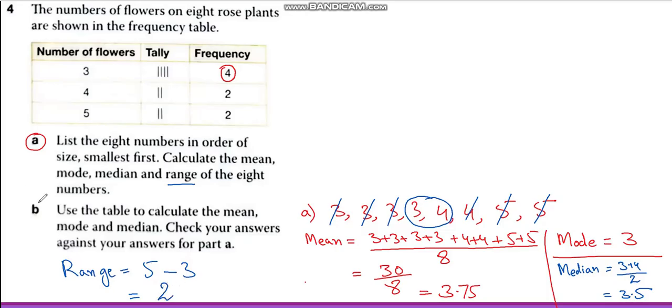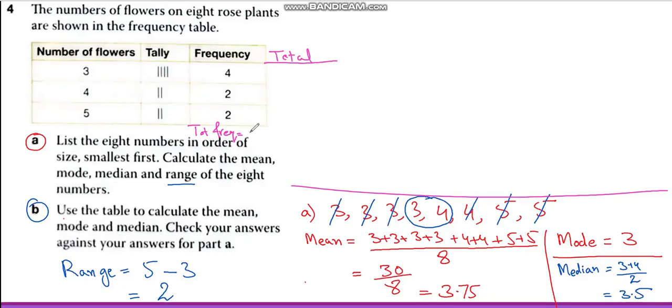Now we will do its B part. In the B part, they want us to use the table to calculate the mean, mode, and median. So let's use the table. To use the table, we find the total values, and also we mention the total frequency, that is 8, and also we do the grand total.